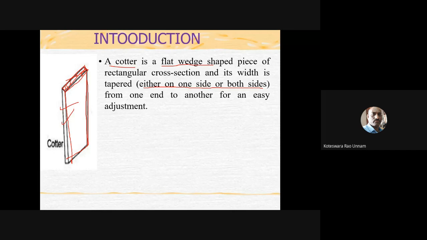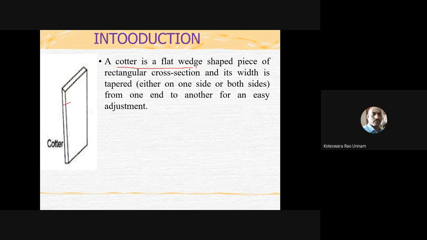Why the taper is provided here: like I said, these cotter joints are temporary joints. Whenever you want, you can assemble and disassemble. So the taper provides that facility. By providing the taper to the cotter, it is easy to adjust. That is one reason. Another reason is you can easily insert and easily remove the cotter from the joint, so that you can disassemble the joint also. That is the definition of a cotter.